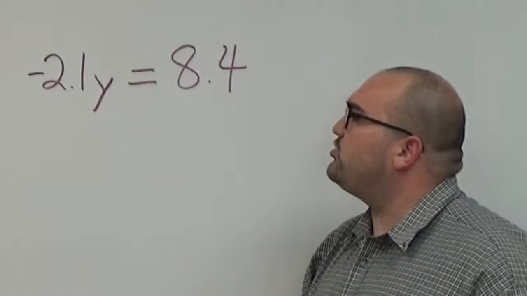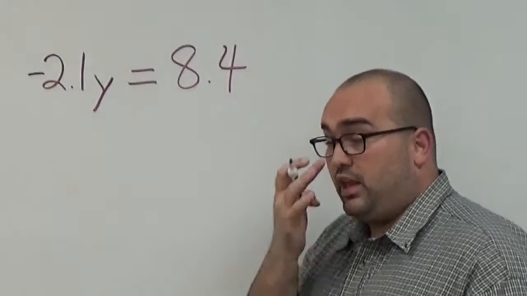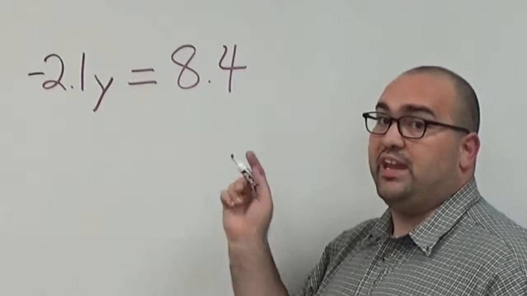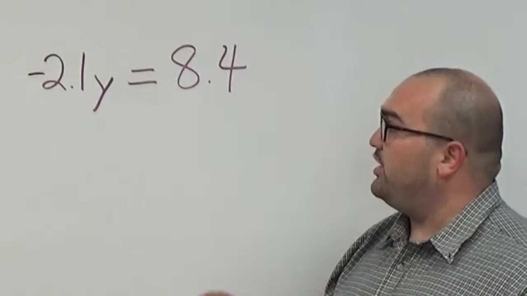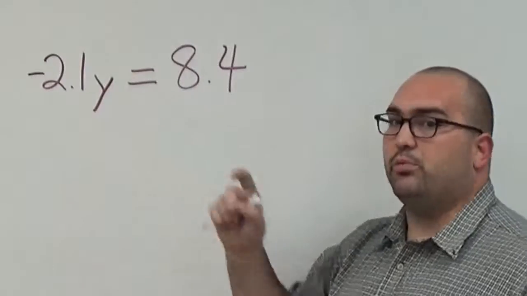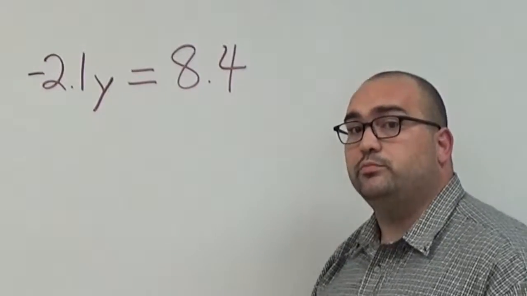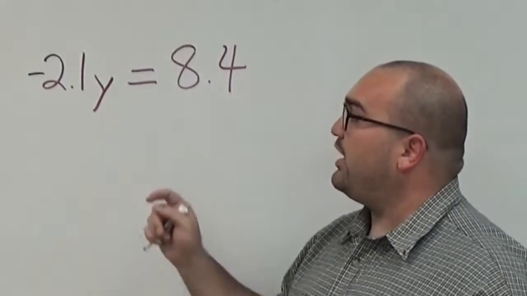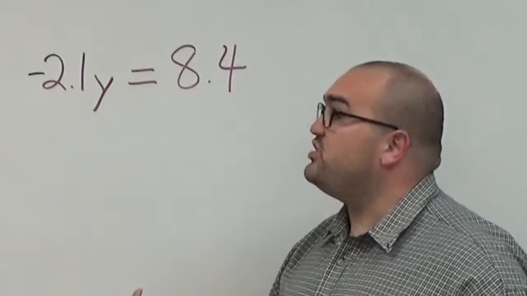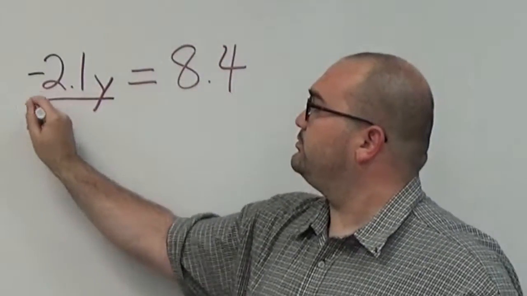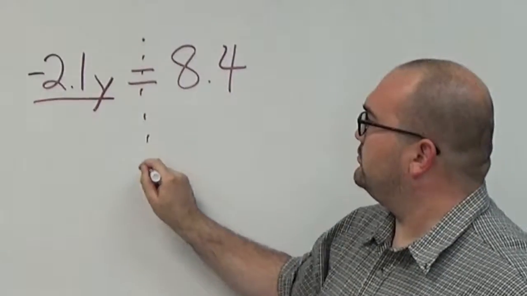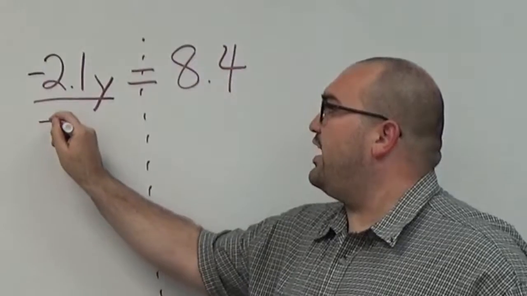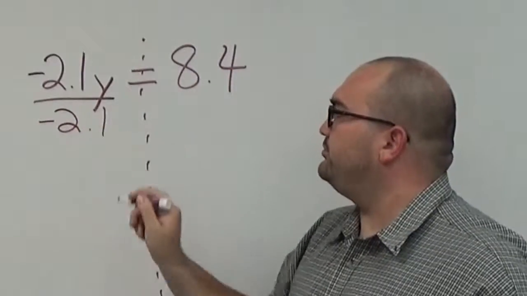Okay, let's do a multiplication problem. Now we have negative 2.1y equals 8.4. Once again, our entire goal is to get our variable y all on its own. So if we have negative 2.1 times y, the opposite of that will be division. So I'm going to divide by negative 2.1.